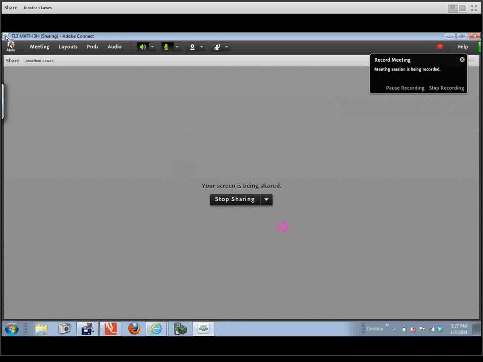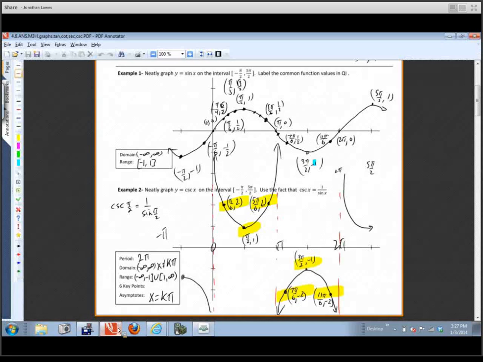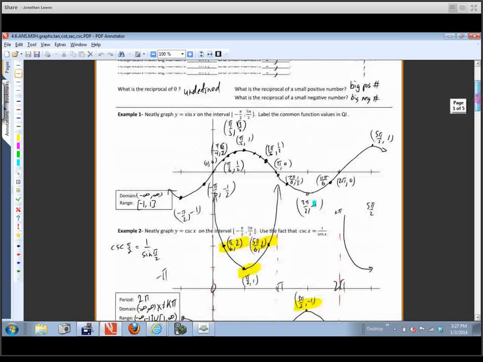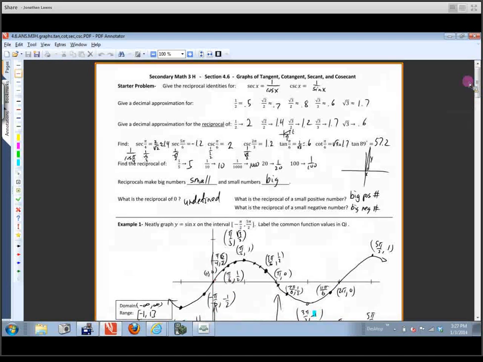All right, so let's take a look here, and let's finish up section 4.6. Again, we were talking about the other graphs of trig functions: cosecant, secant, cotangent, tangent, and we'd started off with an exercise talking about reciprocals, because really this is a lot of how we figure out what these graphs look like. And the basic idea was that if I take the reciprocal of a small positive number, I get a big positive number.